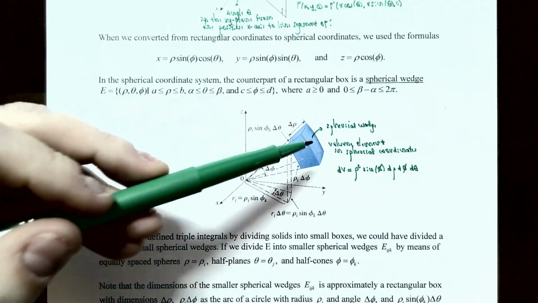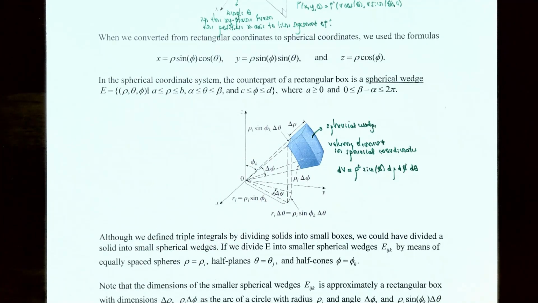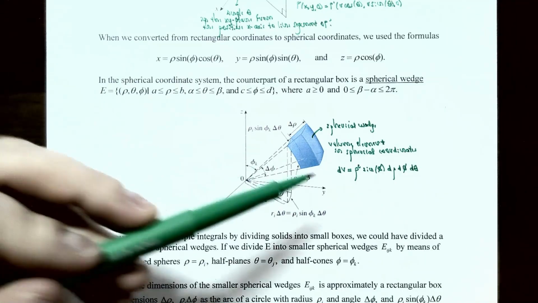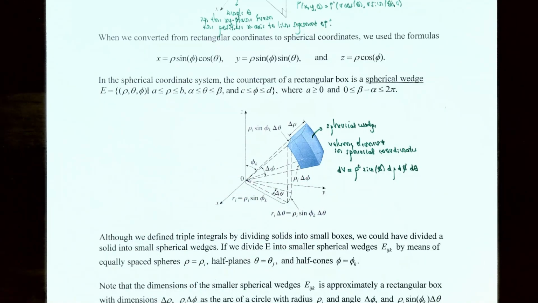So a spherical wedge, this solid that we're going to integrate over, gives the volume element in spherical coordinates. The differential for volume, dV, is equal to rho squared times sine phi, and then you integrate with respect to rho, then phi, and then theta, which is the volume of this representative spherical wedge.